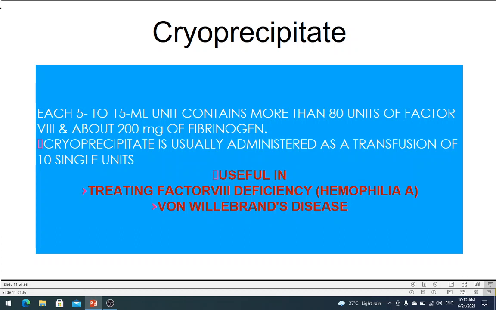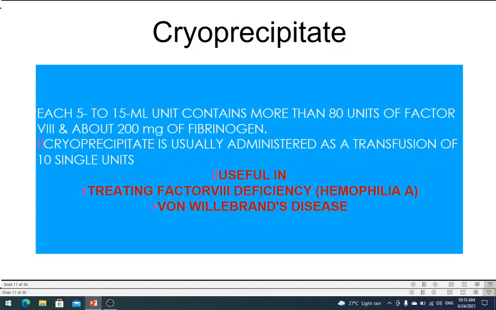So this is for a specific deficiency. You understand? Unlike fresh frozen plasma, which can be used for all coagulation factor deficiencies, here only a specific deficiency like factor 8 you can use this. It can also be used to replace fibrinogen, but I told you it is not cost effective, because the amount of cryoprecipitate that you get from a unit of blood is very small. So you require large quantities of blood to get sufficient cryoprecipitate to replace fibrinogen. For that you can use fibrinogen concentrate. We will come to that.